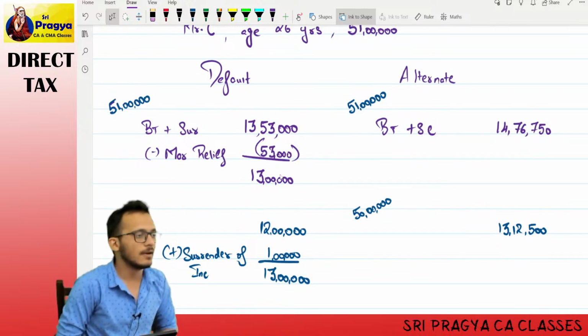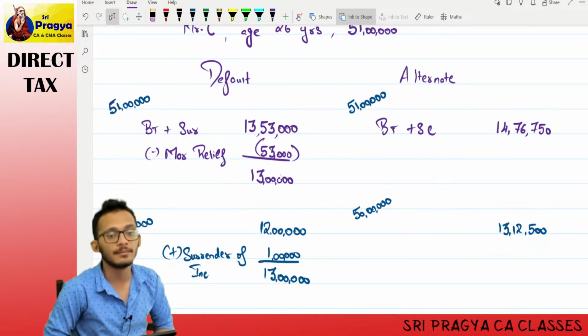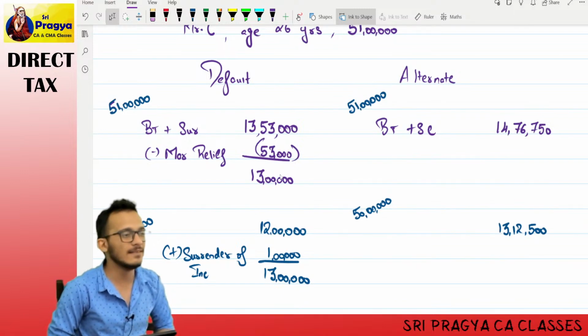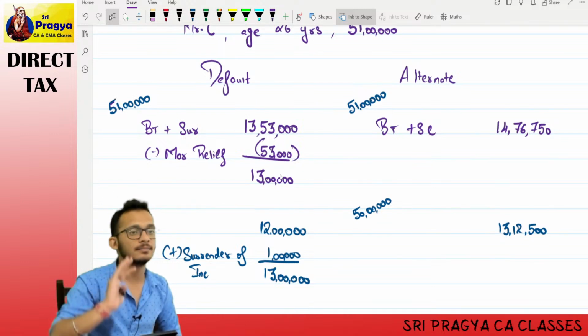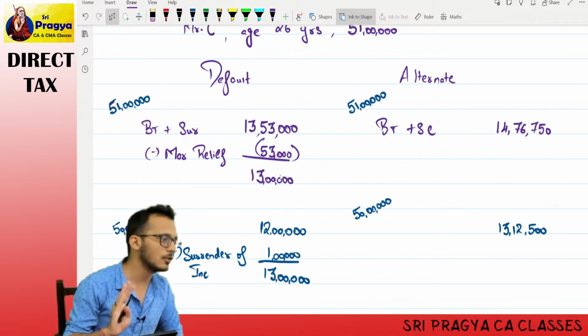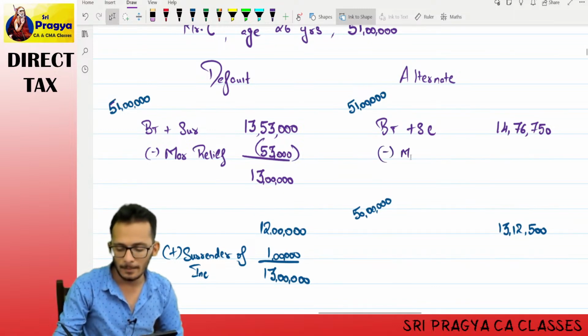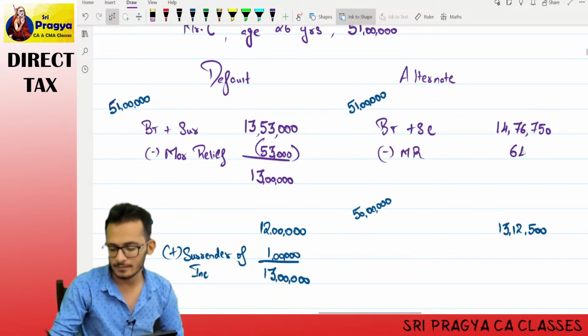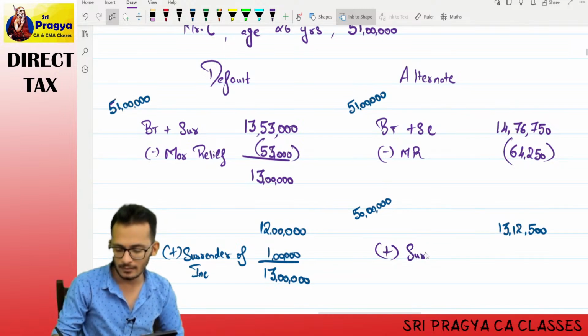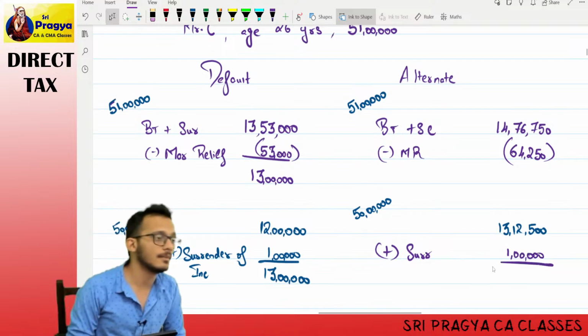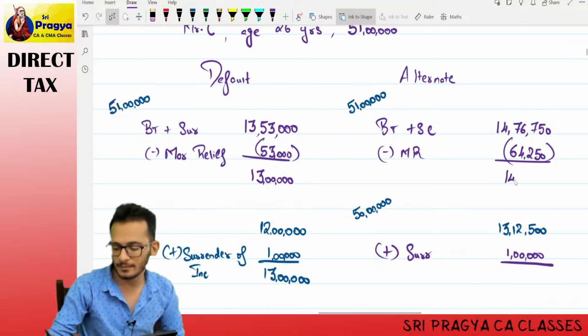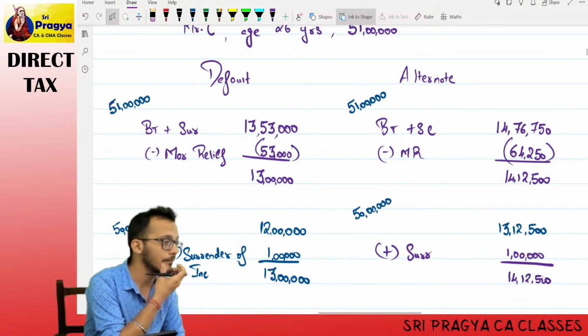For earning an extra 1 lakh, will I pay 164 to 50? I will say to the government, keep the 1 lakh, I don't want 64 to 50. Meaning on the top it will become minus marginal relief, or on the bottom it will become plus 1 lakh, 14 lakh 12,000. You understand this?